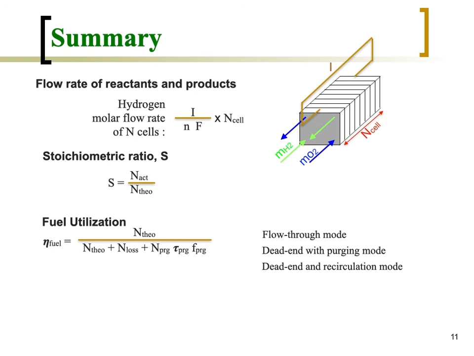The flow through mode is usually for university academic research, where we have a small single cell. The dead end with purging is usually for a stack of about 10 watt to 100 watt, a small cell, where occasional discharge of hydrogen increases the fuel cell efficiency. And for large kilowatt-and-above cell stacks, usually we have a dead end with recirculation mode, but sometimes also with occasional purging.